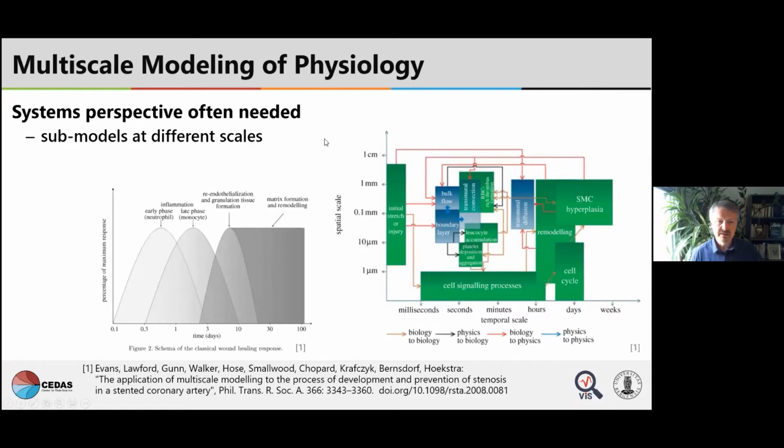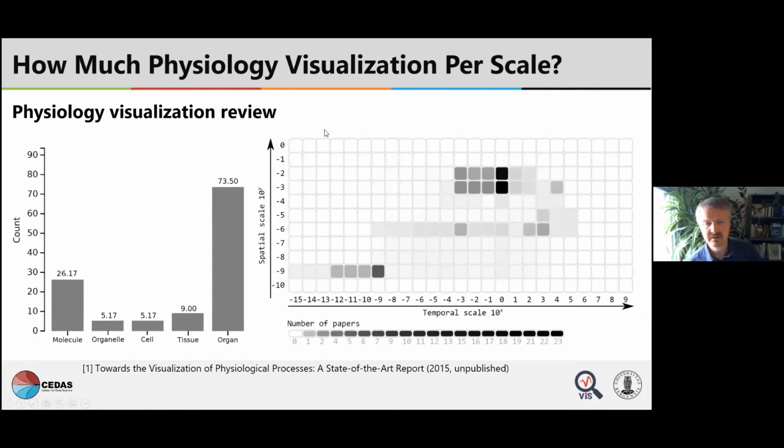So with this in mind, we could ask ourselves, what do we find in visualization related to both the data and model scenario when it comes to physiology over multiple scales? We did a survey a couple of years ago. Unfortunately, we didn't publish it, but we looked into what can we find in terms of visualization, and we tried to map it out also a little bit. And here you see a bit of a summary visualization of what we found.